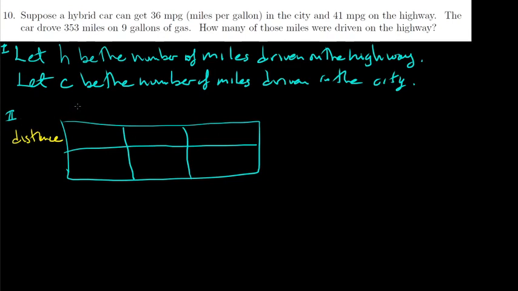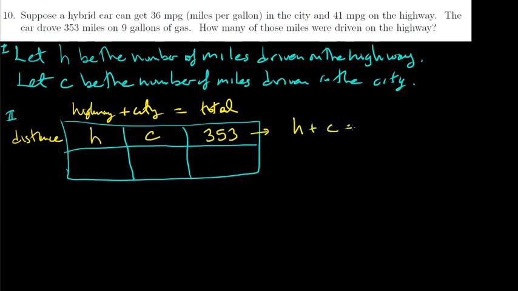So the first row is just the distance that we traveled. We have the distance on the highway and the distance in the city, and when we add them up, we get the total distance that we traveled. The distance on the highway is H, the distance in the city is C, and the total distance we traveled is 353 miles. So the first equation is just H plus C equals 353.